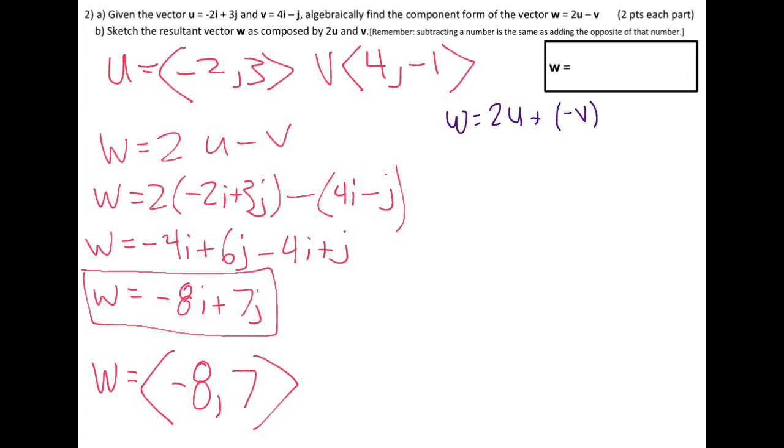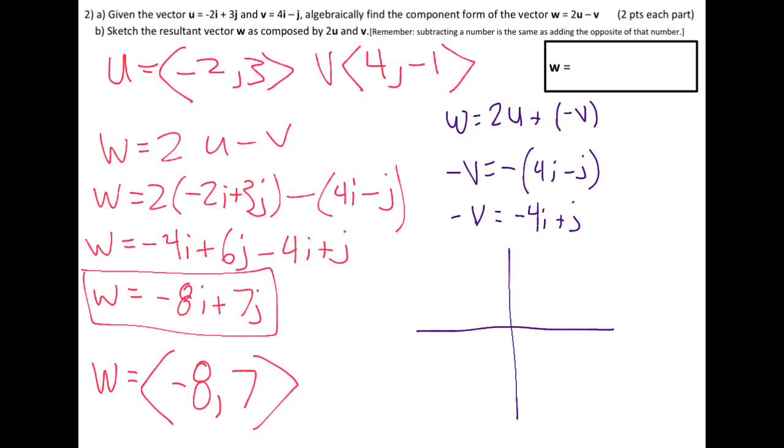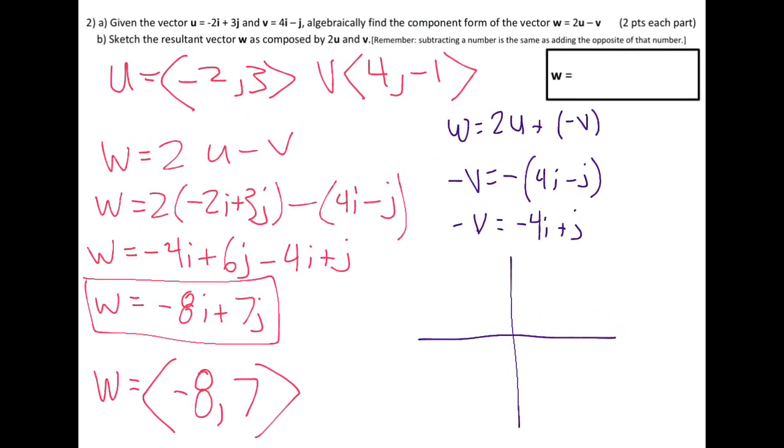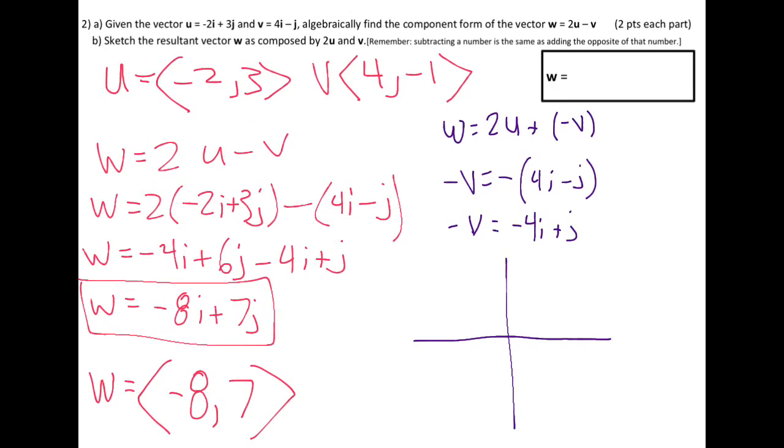Let's say negative v is going to equal negative times vector v, which is 4i minus j. Well, we did this a moment ago. We are going to get negative v equals negative 4i plus j. So now we can sketch all this. I'm going to draw some axes right there. And I'm now going to first start by putting my starting point on the origin right there.